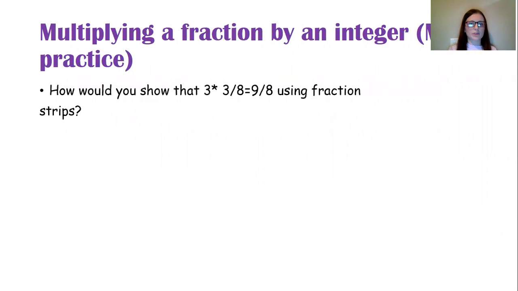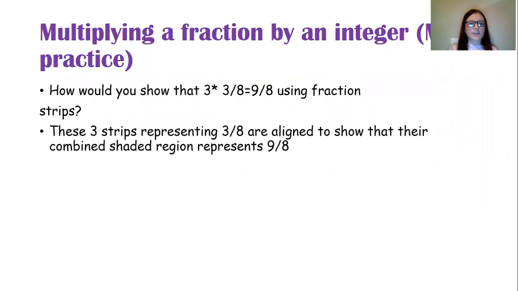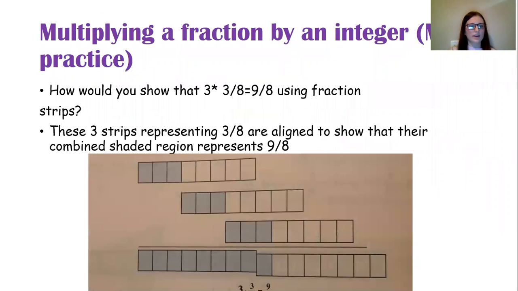How would you show that 3 times 3/8 equals 9/8 using fraction strips? These 3 strips representing 3/8 are aligned to show that their combined shaded region represents 9/8. So this strip is 3/8, this one is 3/8, and this one is 3/8. 1, 2, 3, 4, 5, 6, 7, 8, 9, which would be 9/8.